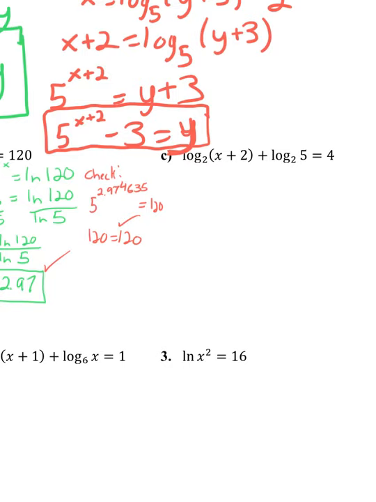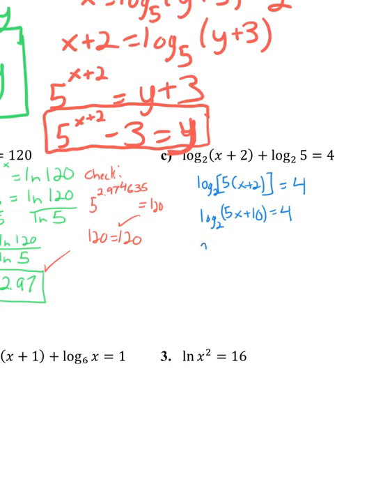All right, last one, part C. log base 2 of x plus 2 plus log base 2 of 5 equals 4. So you got to be able to consolidate the logarithms, condense, I should say. So log base 2 of 5 times x plus 2. And I should get log base 2 of 5x plus 10 equals 4.